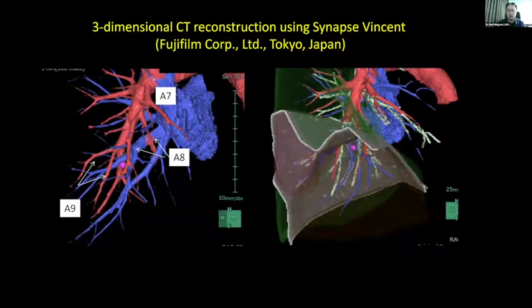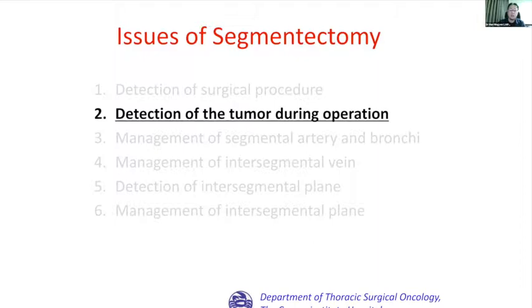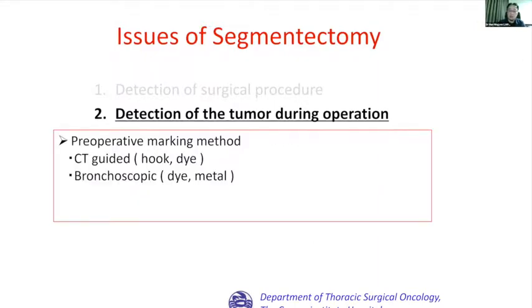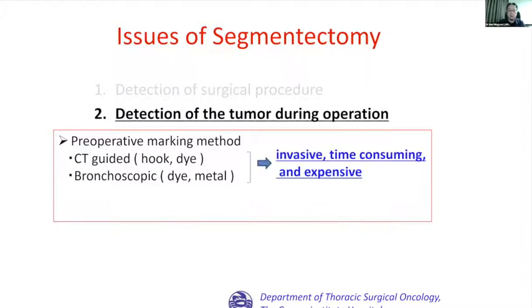We can do the segmentectomy only, we need to do the segmentectomy in conjunction with another segmentectomy, or we need to do the lobectomy. It's very simple. The detection of the tumor during the operation is important. As Dr. Harish said, there are many preoperative marking methods reported, but I think that these marking methods are invasive for the patient, time-consuming, and sometimes expensive.